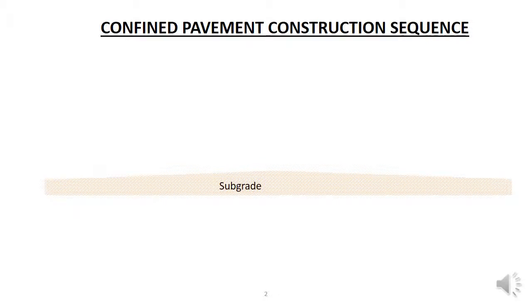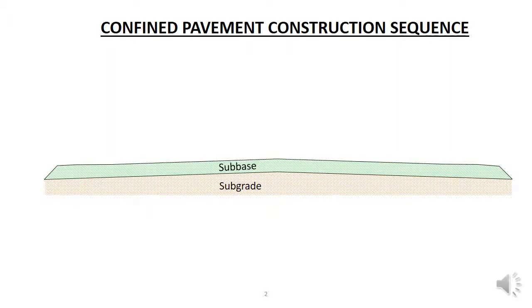The road pavement is constructed once the subgrade has been completed and tested. The subbase is then laid in 150 to 200 millimeter layers. Each layer is compacted and tested before the next layer is placed. The limit on the layer thickness is to ensure that the full depth of the layer is properly compacted.